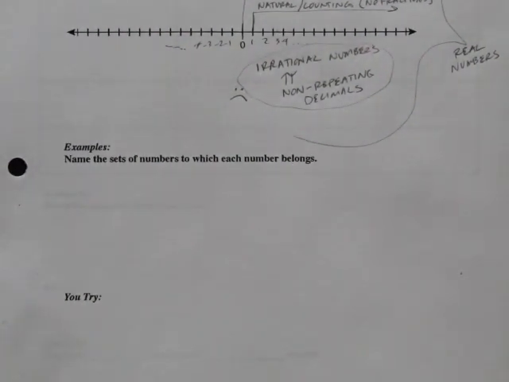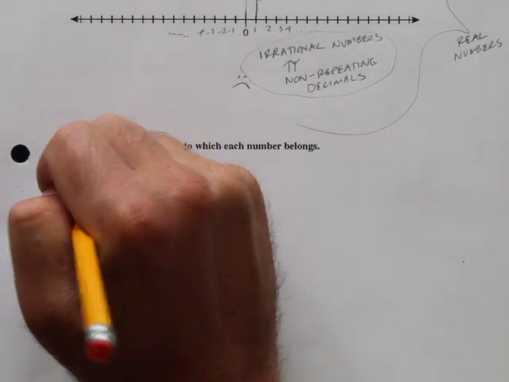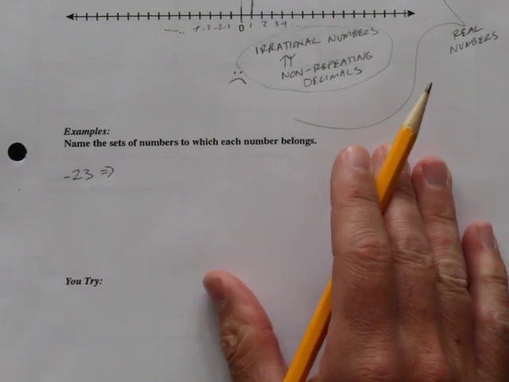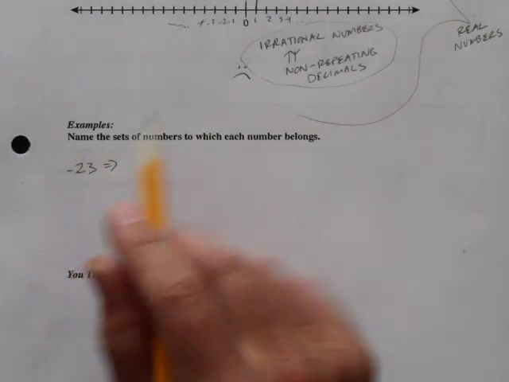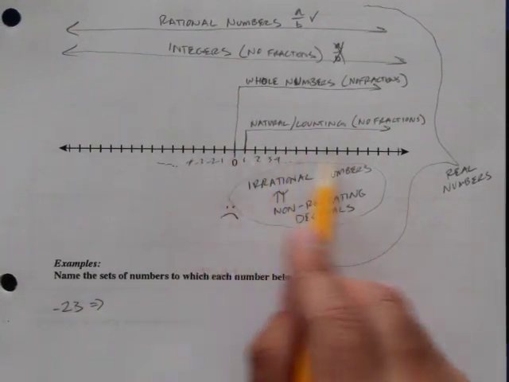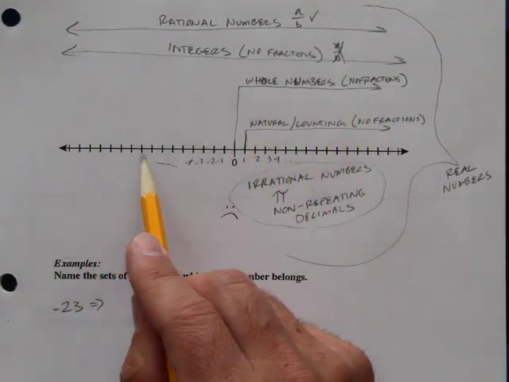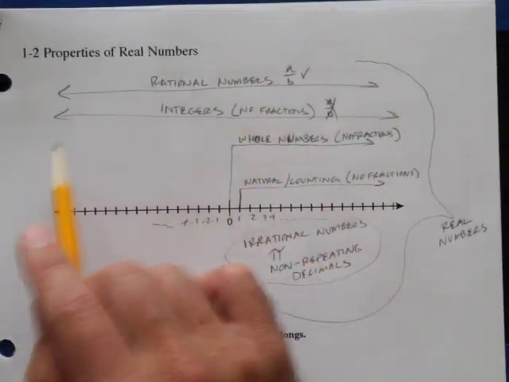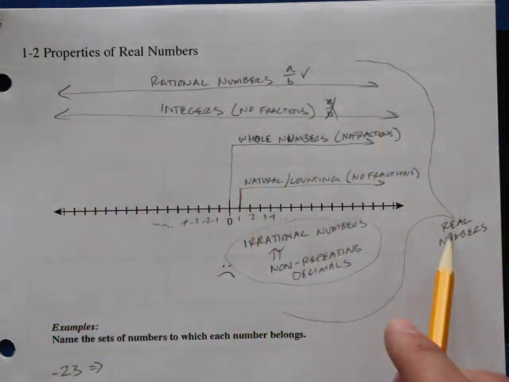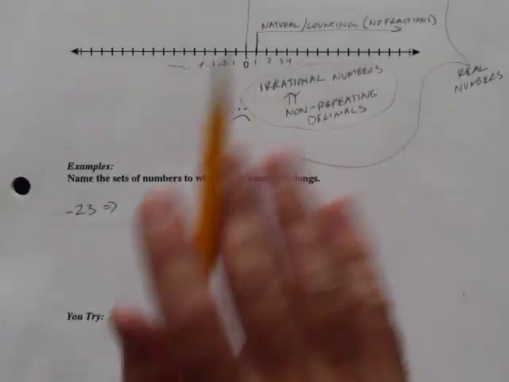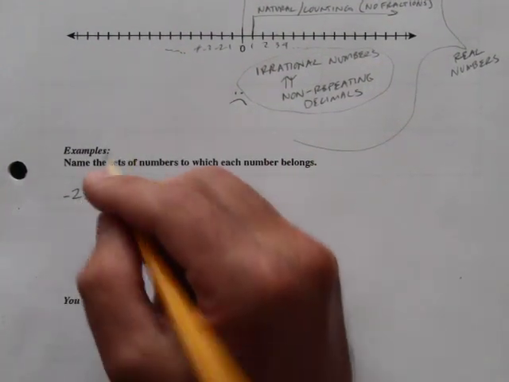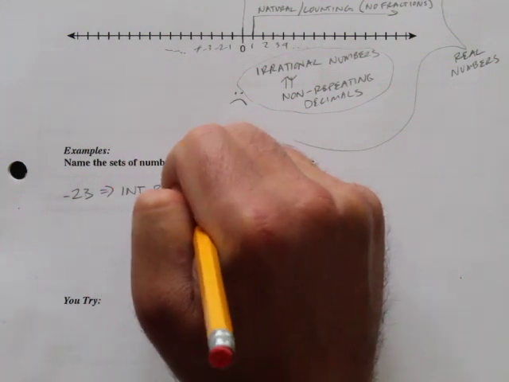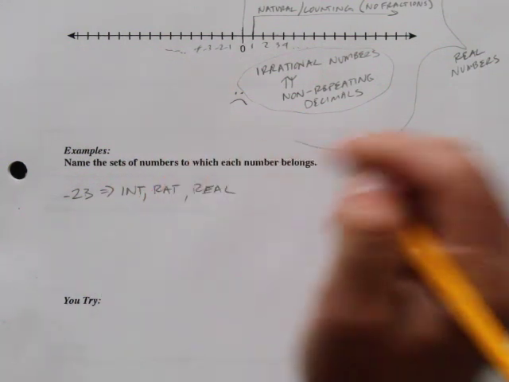Okay, so let's look at some examples here. So I've got negative 23. And we want to name the sets of numbers to which this number belongs. -23 is not a natural number, it's negative. It's not a whole number, it's negative, it's over here. It is an integer, and it is a rational number. And it's also a real number. So all three of those categories work with negative 23. It's an integer, a rational number, and a real number.